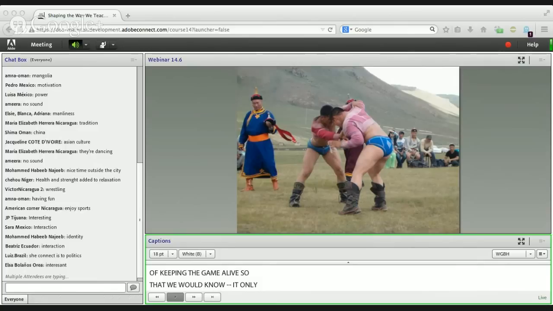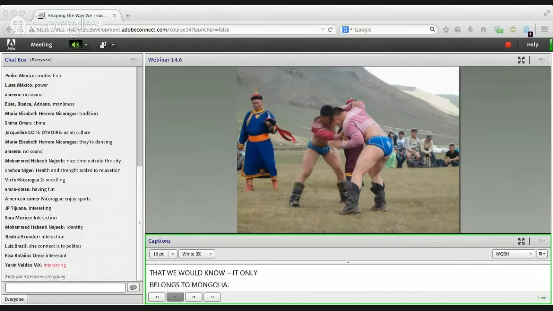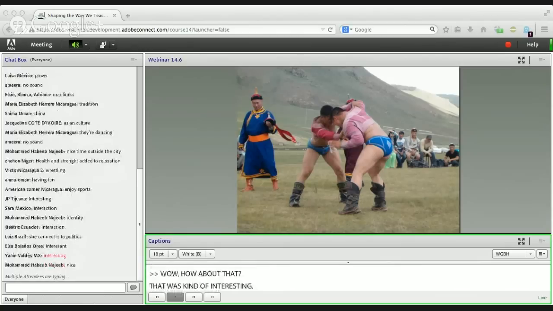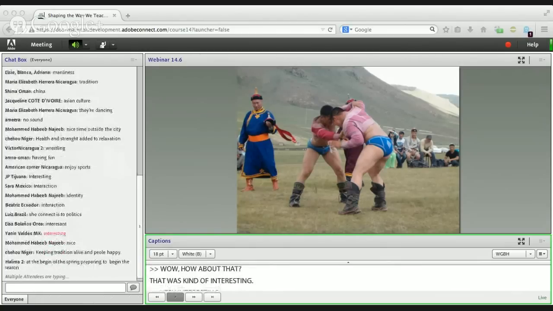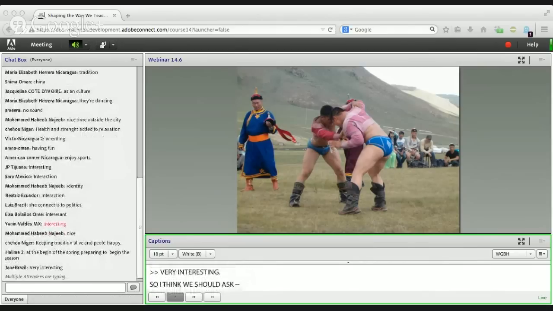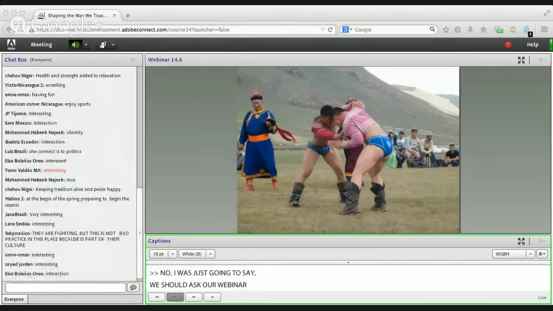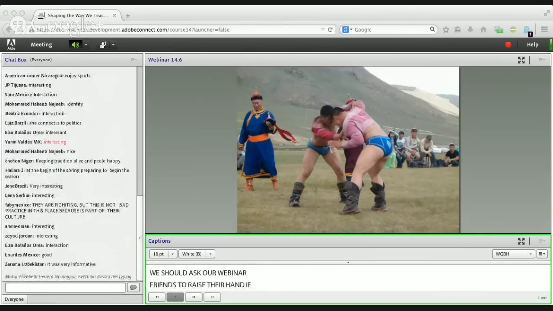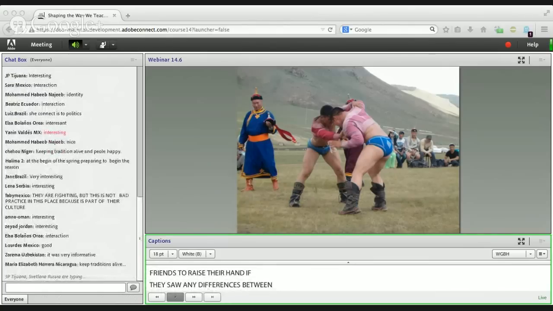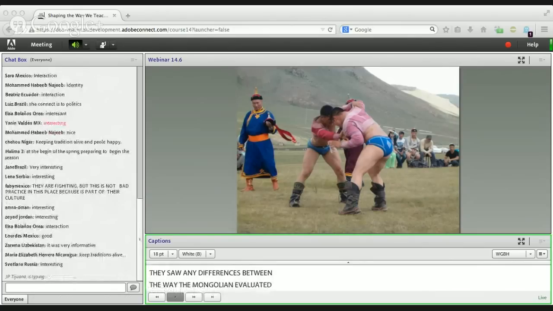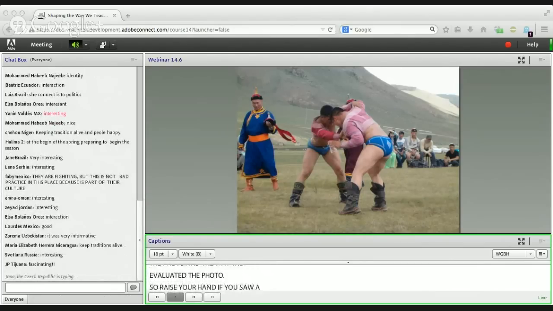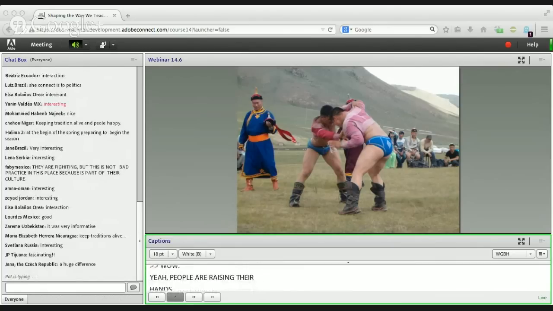Wow, how about that? That was kind of interesting. Very interesting. So, I think we should ask our webinar friends to raise their hand if they saw any differences between the way the Mongolian evaluated the photo and the way they evaluated the photo. So raise your hand if you saw a difference. Wow. Yep, people are raising their hands. You're seeing that she had a lot of background knowledge. That's right, because it's her sport.